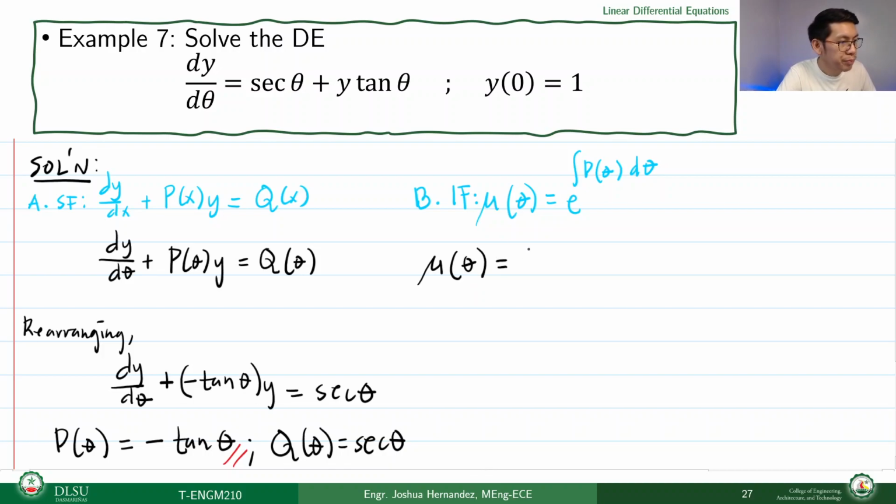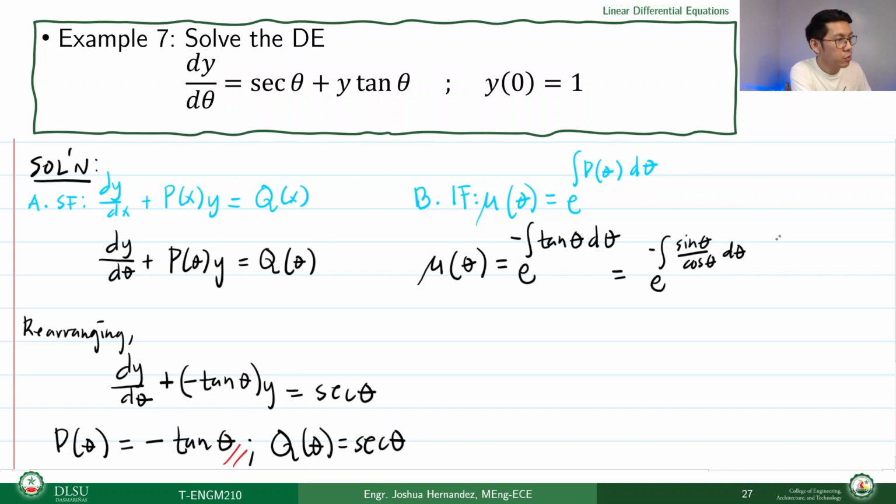That is equal to e raised to the integral of negative tangent theta d theta. Okay? Now, this tangent theta d theta, how do we integrate tangent? So if tangent is not memorized, what we can do is we can let u. We recognize that this is also equivalent to the integral of sine theta over cosine theta. Right? From our Sokatoa.